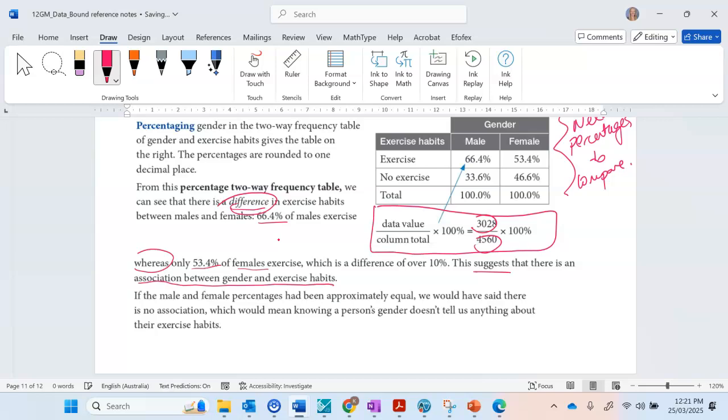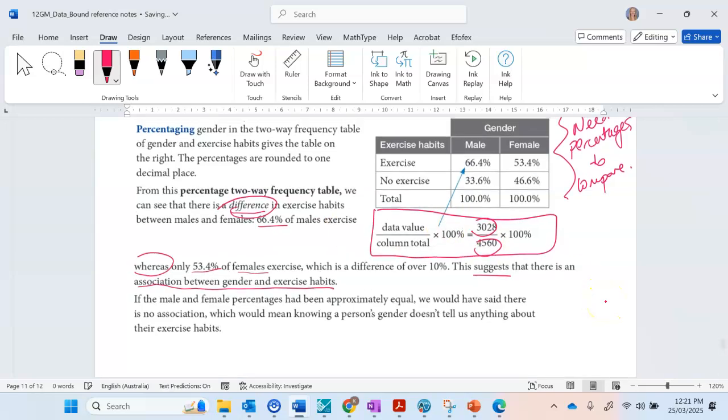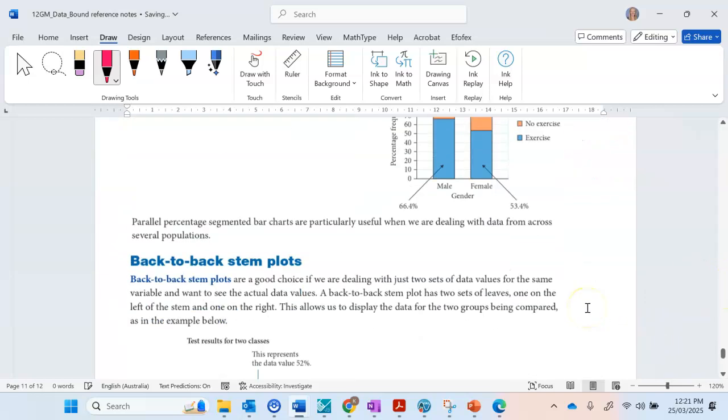If the male and female percentages had been approximately equal, which is what I said before, we would have said there is no association, which would mean knowing a person's gender doesn't tell us anything about their exercise habits. So that's a good summary of a percentage frequency table.